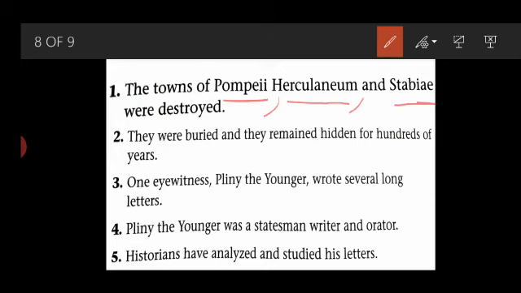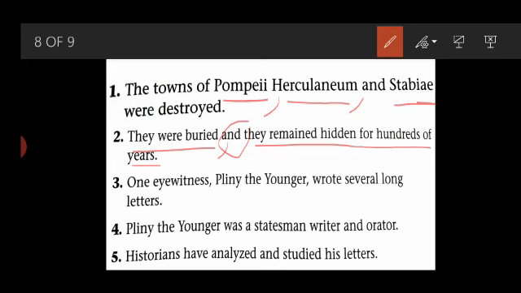Number two, they were buried and they remained hidden for hundreds of years. How many sentences or how many clauses do you have here? I have two independent clauses, right? How do you know? Here they were buried, they remained hidden for hundreds of years, and I have and as a coordinating conjunction to join the two clauses together. So as we said, you have to use a comma before and.